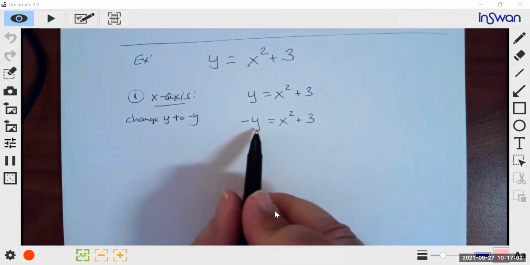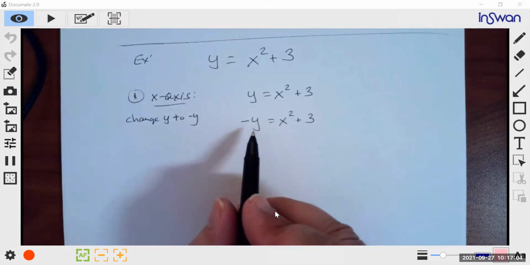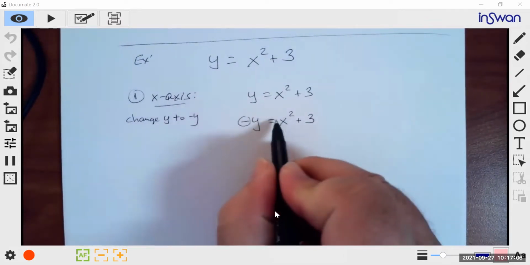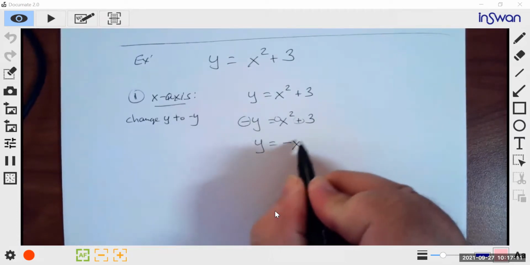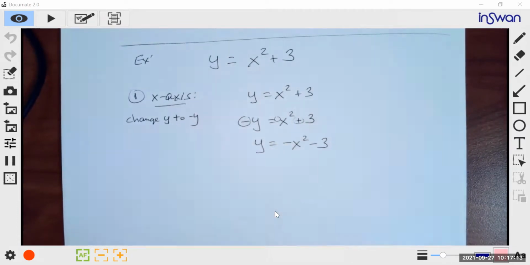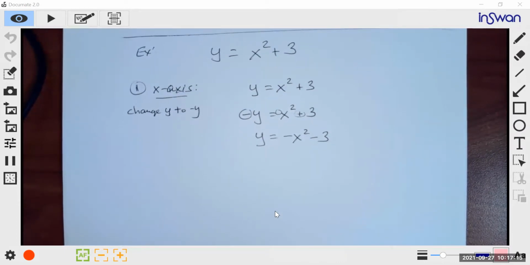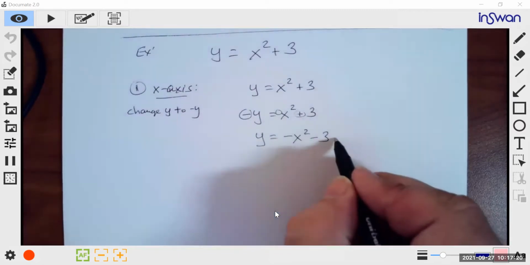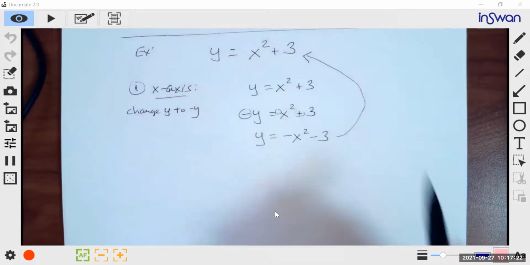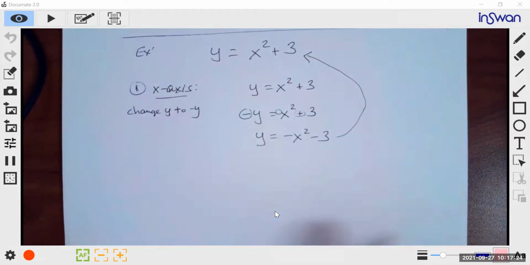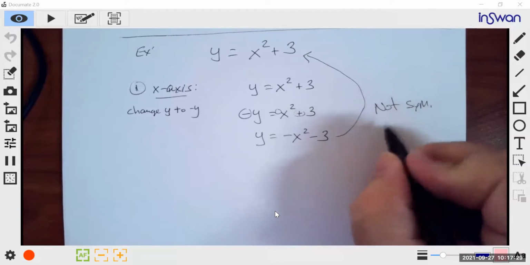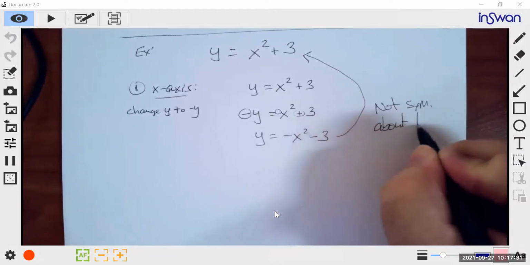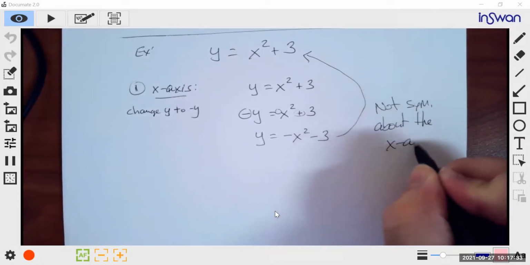How do we get y by itself? What do I have to get rid of? The negative sign. So we have to change all of their signs. So y equals -x squared minus 3. Do these look the same? Nope. So not symmetric about the x-axis.